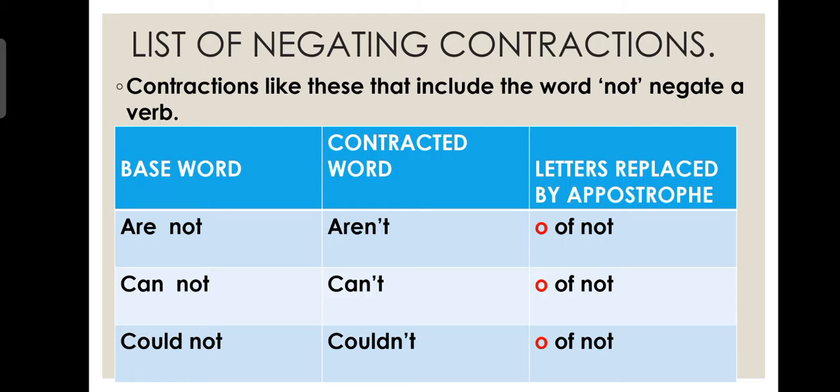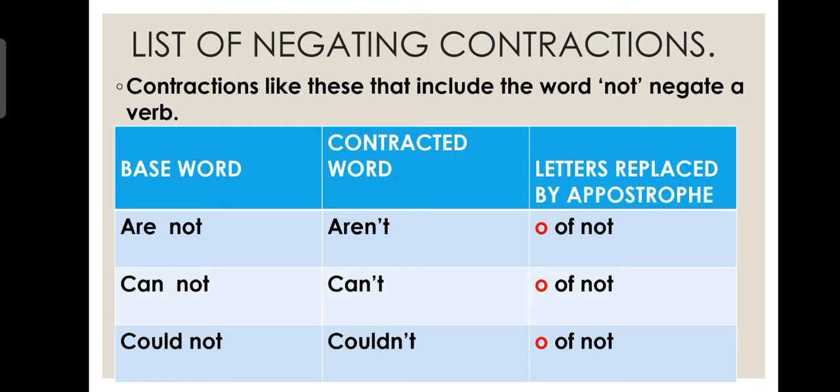Suppose I don't like bitter gourd. So it is, I'm not liking bitter gourd. I mean to say that. So we'll be learning some negative contractions here. So here again the base word, the contracted word, and the third column shows letters replaced by apostrophe.